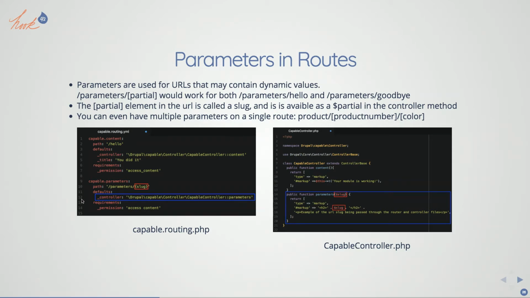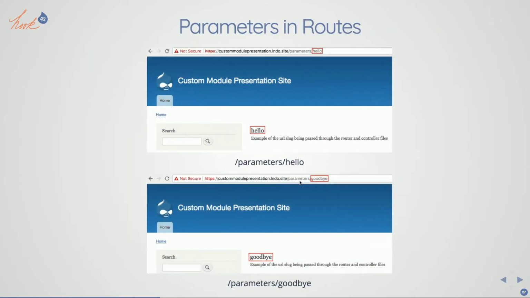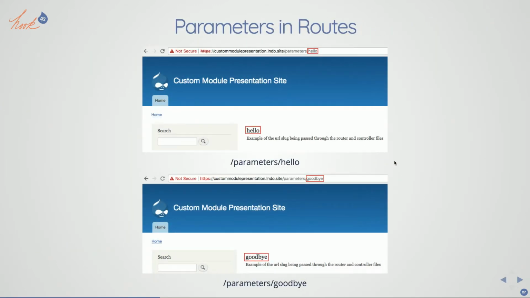This is the second case in the routing file that we're going to look at. You hit parameters, and we have our slug. That's essentially just a variable that's standing in for whatever URL they put. Then we're going to fire off this function called parameters, which lives in our capable controller file. It's just going to return that slug, the second part of the URL that's dynamic, in the markup. So it looks like that, and anything they put after parameters will pop up on the page.